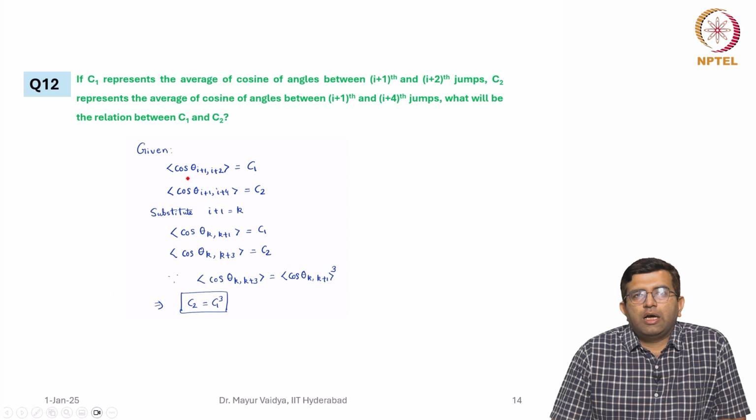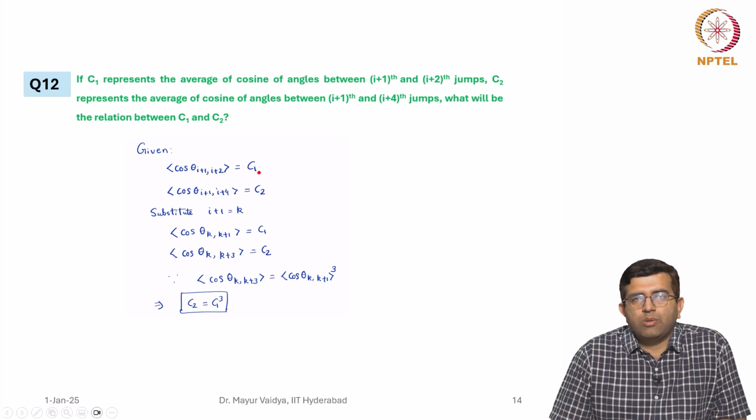So, here we are given that the average of cos theta between I+1 and I+2 is C1, and the average of cos theta between I+1 and I+4 is equal to C2. Let us substitute I+1 as k. So, essentially what it means is that the average of cos theta k+1 is C1 and the average of cos theta k+3 is C2.